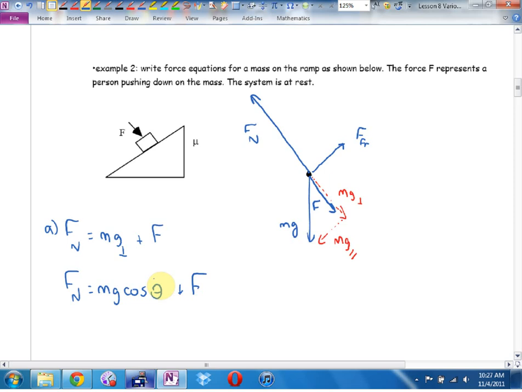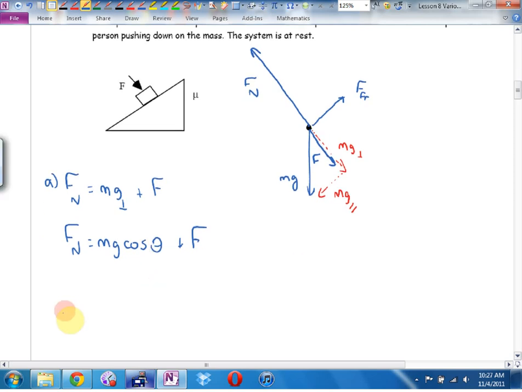Who's winning? It's a trick question. Who's winning? No one. It's a tie. So my other equation would be mg parallel equals the force of friction. And friction is what times what, Mitchell? And what's Fn? The mess. But I can now work my way through whatever I needed to find.